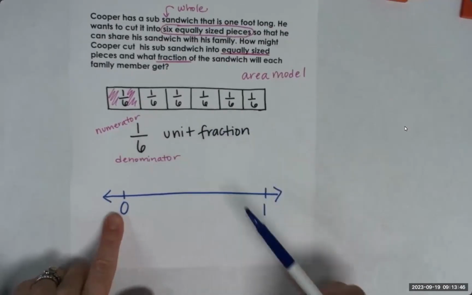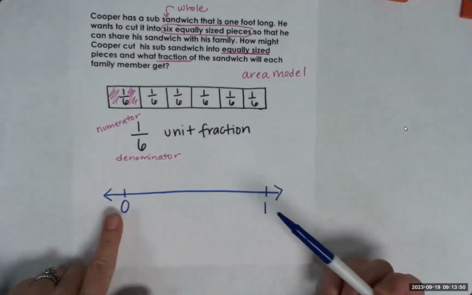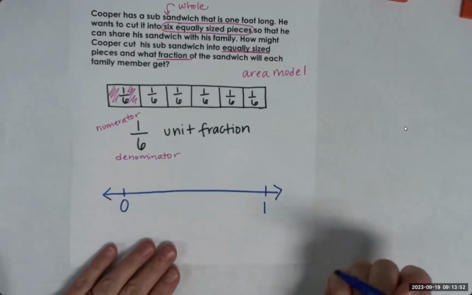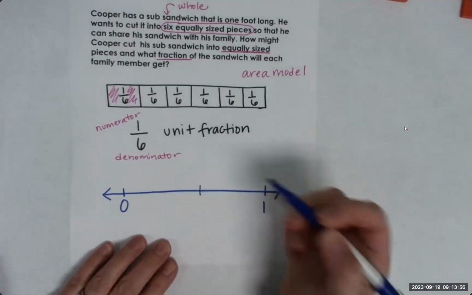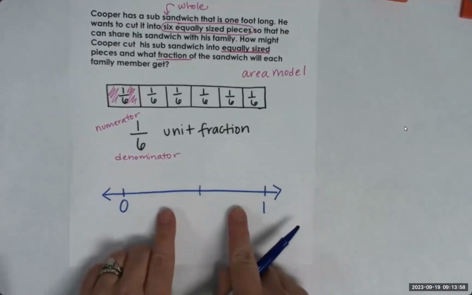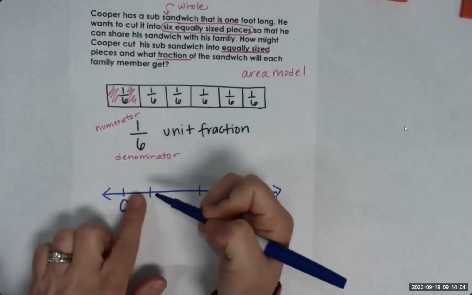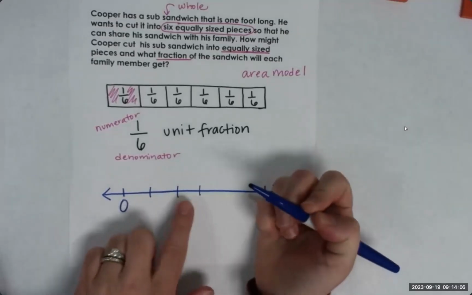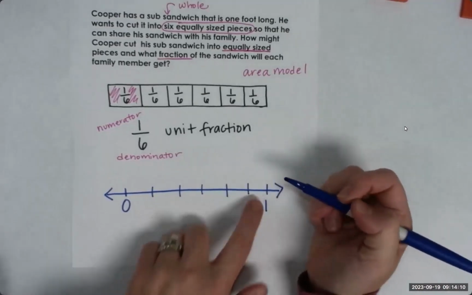And if I need to partition it, I'm going to do the exact same thing that I did up here. I have to partition the whole into 6 equal pieces, right? So if I want to partition the whole into 6 equal pieces, I can again start with a half, right? So there's the 2 halves of my sandwich, and then I can partition each half into 3 equal parts. There's 1 part, 2 parts, 3 parts, 4 parts, 5 and 6 parts.